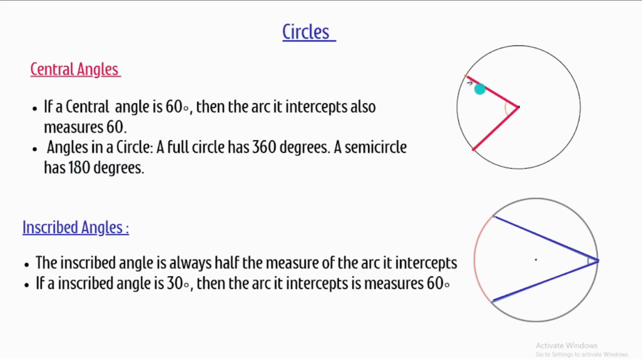And the semicircle, what is a semicircle? It's half the circle, equal to 180 degrees. The inscribed angle is always half the measure of the arc it intersects. The inscribed angle intersects this arc, so it has half the measure of the intercepted arc. And the central angle is equal to the measure of the arc. If an inscribed angle is 30 degrees, then the arc will be 60 degrees.